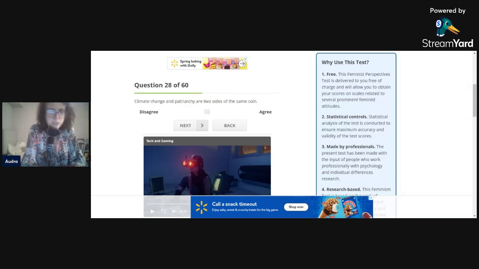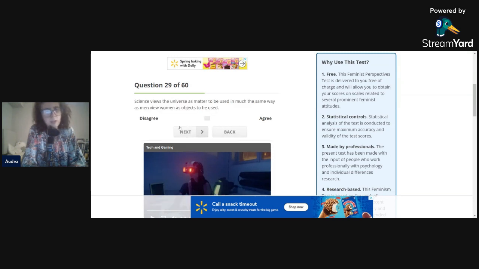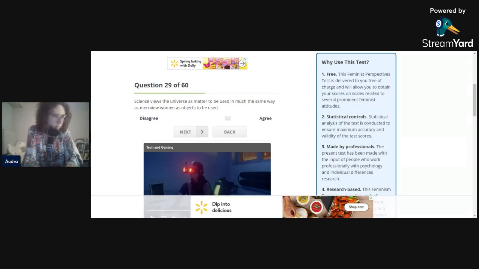Climate change and patriarchy are two sides of the same coin. Strongly agree. Science views the universe as a matter to be used in much the same way as men view women as objects to be used. I agree. Science hasn't escaped the biases in the power structures and hasn't escaped sexist and racist language and rhetoric.